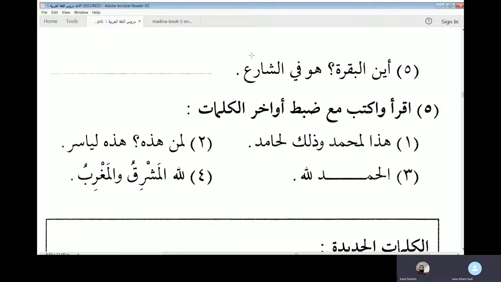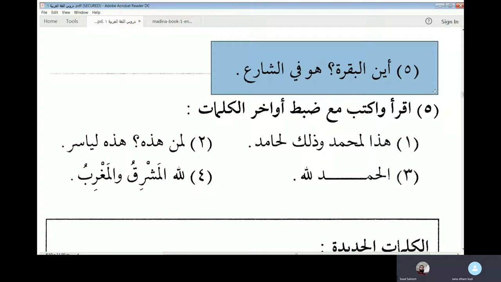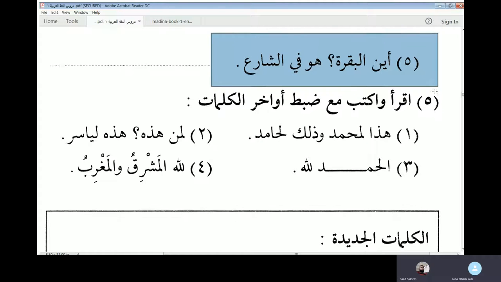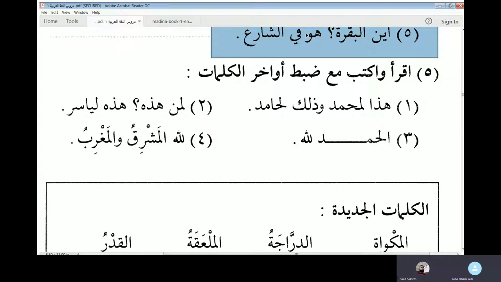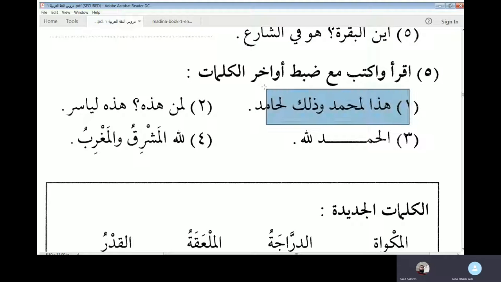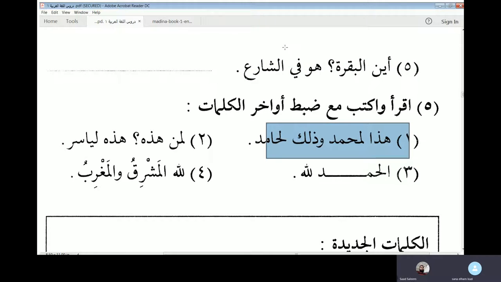Aynal bakharatu. Hiya fish shari. So we just read the two sentences. It is not shari, oh brother, because of the harf jar, we use kasra with shari. That's why shari. Also, the mistake is hiya. Hiya fish shari. Okay, Mr. Munjid.